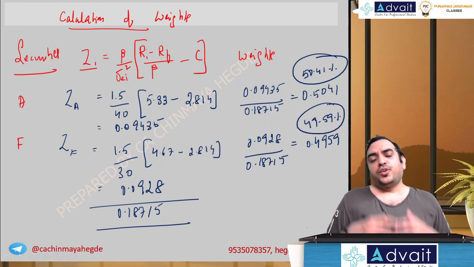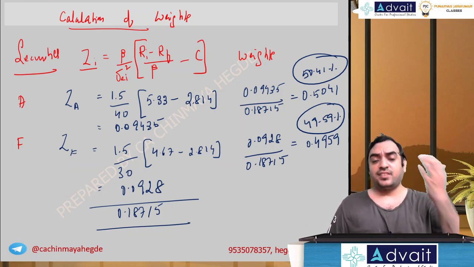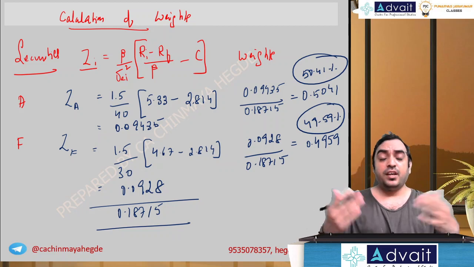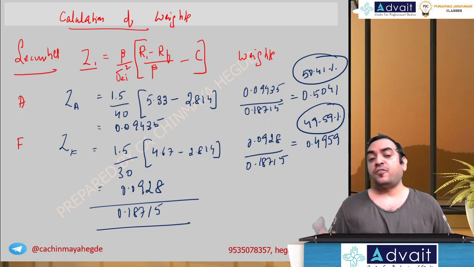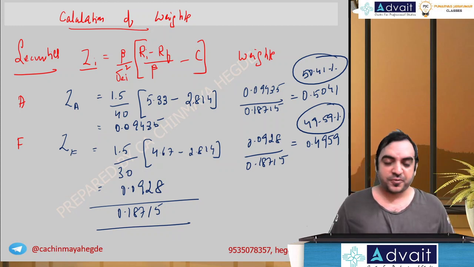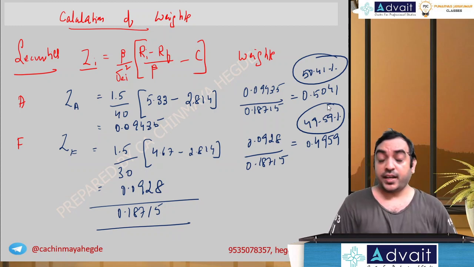0.4959 means 49.59%. So ultimately, after this optimum portfolio theory given by Sharpe, the securities selected are security A and security F. In security A you have to invest 50.41% of whatever amount you have. In F, you have to invest 49.59% of whatever amount you have. So that's it, my dear friends. Hope you are able to understand.